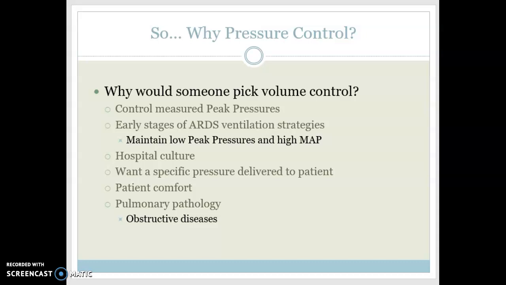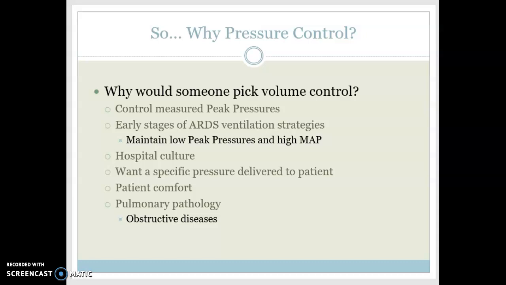pressures delivered to the patient. And then patient comfort. A lot of patients like pressure control because they can take in what volume of air they want. Because if you think about it, every breath you take isn't exactly 450 or whatever milliliters. You might breathe a little shallow for a second, and then around 200, and then you might take a big breath and sigh and take an 800 milliliter tidal volume.